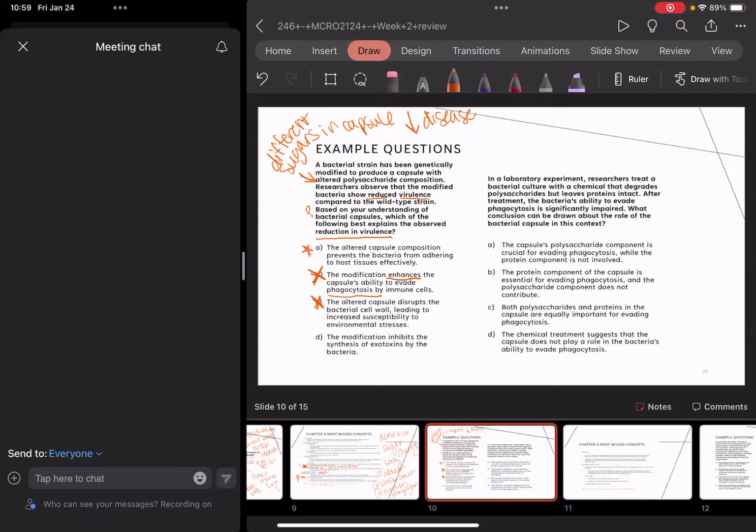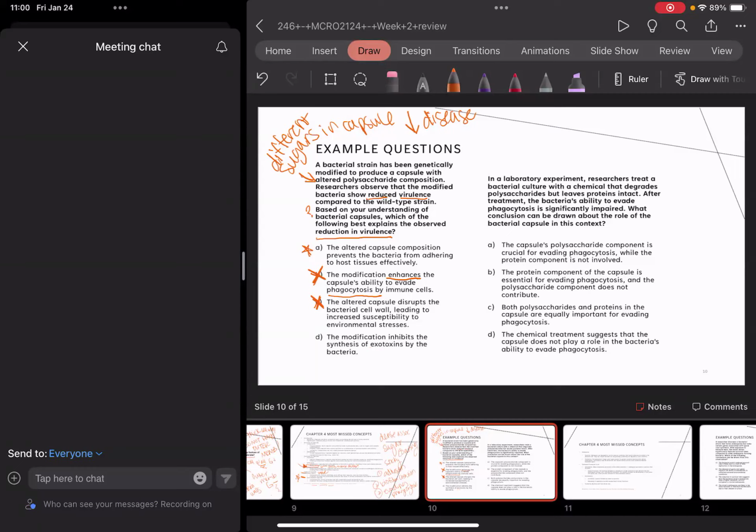And then the modification inhibits, so the changing of the sugars, does that inhibit the synthesis of exotoxins by bacteria? We didn't talk much about exotoxins really at all, but an exotoxin, it's in the name. If you come up to a term on the test that we didn't discuss and you don't know what it is by looking at the term, you can always raise your hand, call me over, and ask a question about it. Worst case scenario, I might say, well, that's a term that you should have learned during the lecture. This is not one. We didn't talk about exotoxins yet.